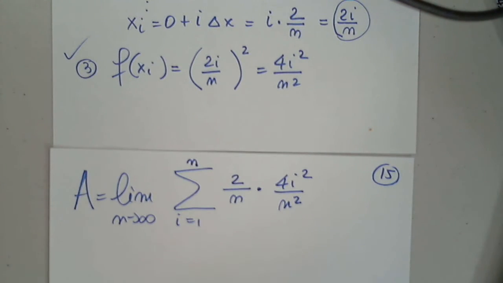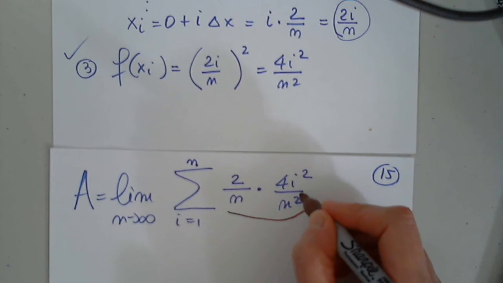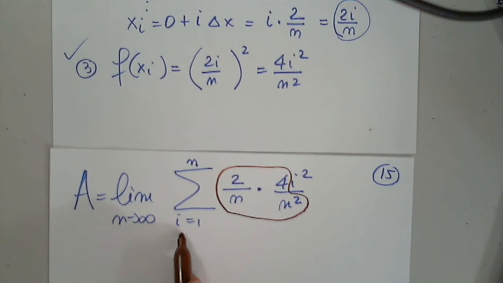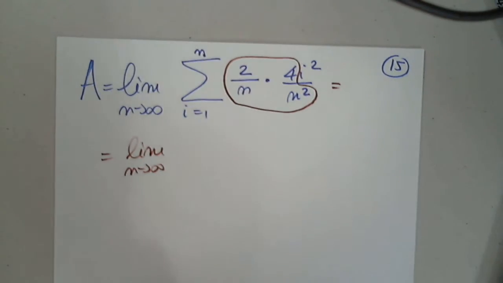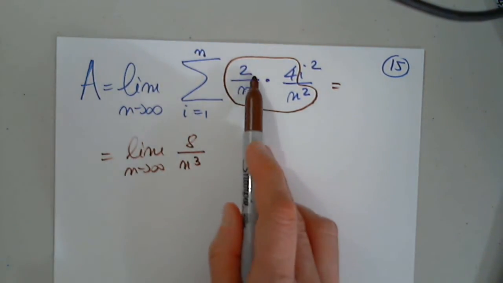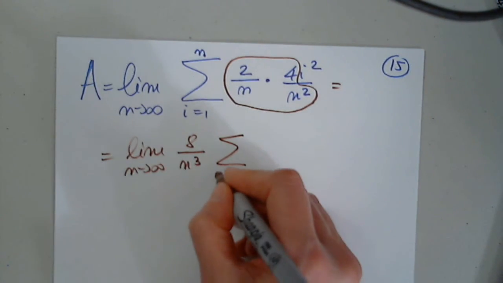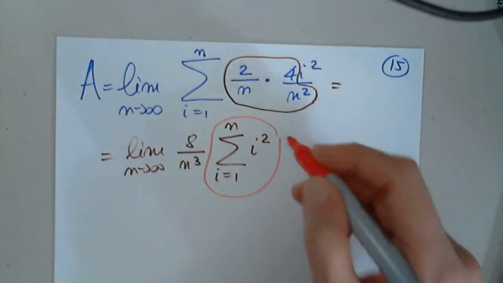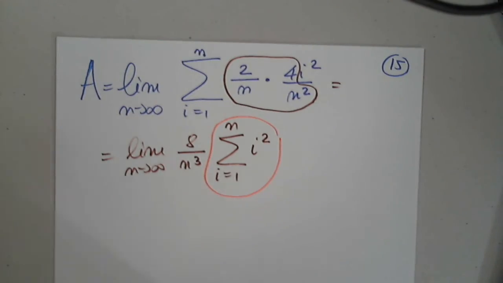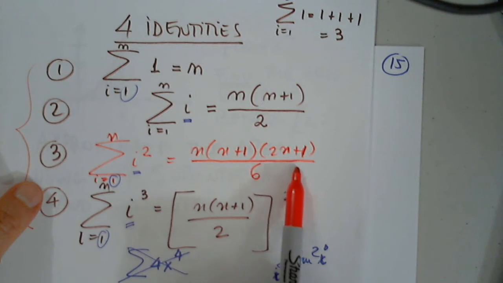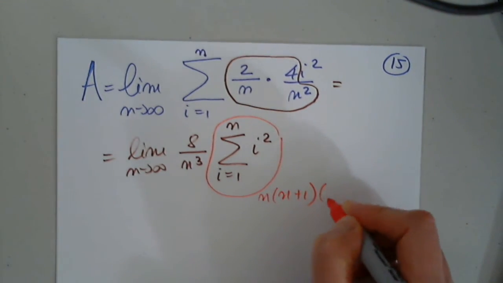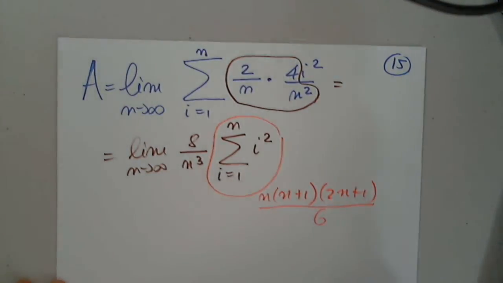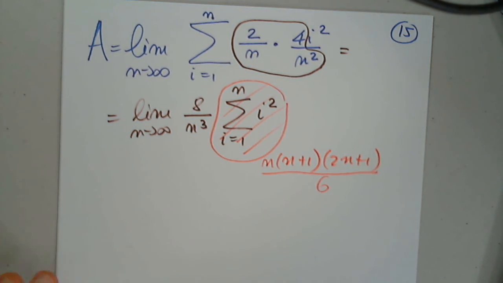Now, one of the properties of the sigma or summation notation is that if there is a factor that is a constant that does not depend on i, it can go in front. So this is the limit as n approaches infinity of 8 over n cubed outside, the sum from i equals 1 through n of i squared. But this I know. I know what I need to replace it by. It's the sum of i squared, which equals n times n plus 1 times 2n plus 1 divided by 6. So this now is gone. It will be replaced by what it equals.